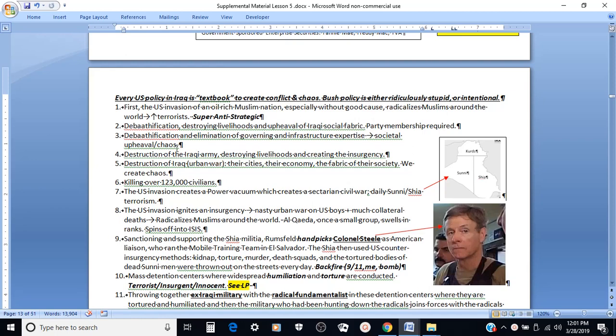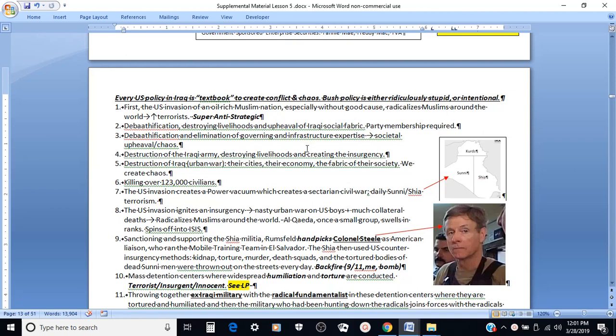All right, so now also when you have de-Baathification, you're clearing out a huge portion of your governing expertise. All right, people who run the power system, who run transportation, who run water, all right, everything, all the administrators cleared out. So you're destroying the governing and infrastructure expertise. It causes societal upheaval and chaos.